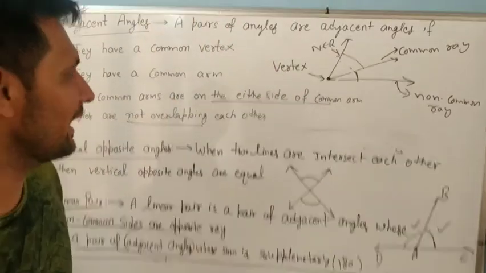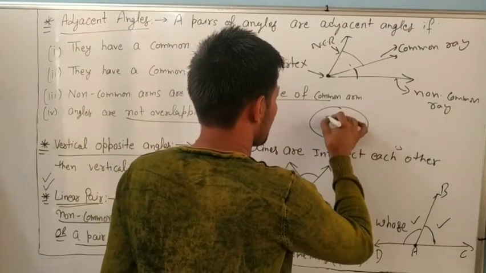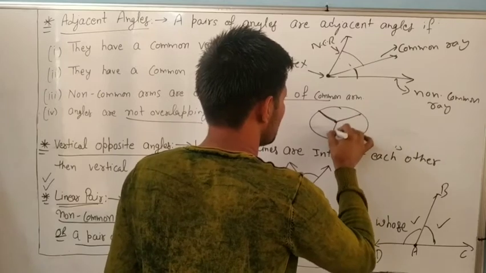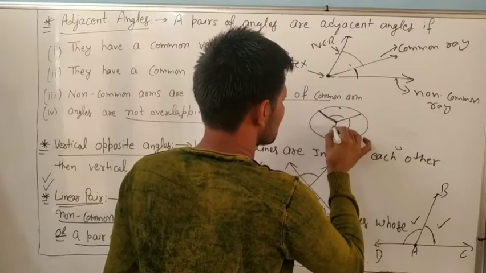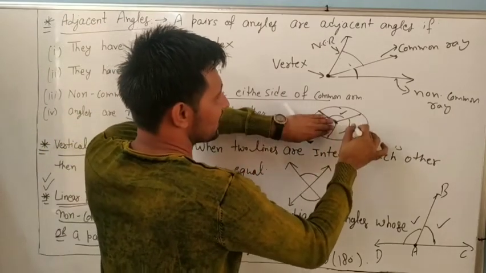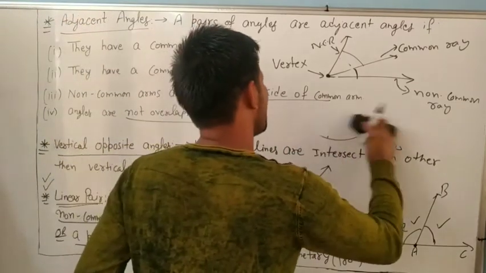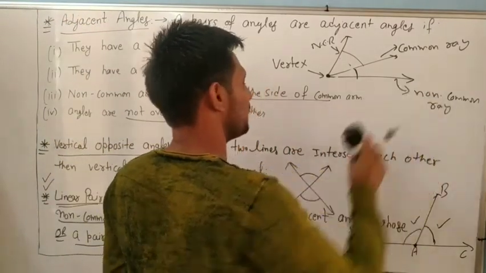Now there are many examples like this one. It is a wheel, a car wheel like this one. Car handle, yes, all are adjacent angles with a common vertex. So this one and this one are adjacent angles also. There are many examples of adjacent angles we are using in our daily life.